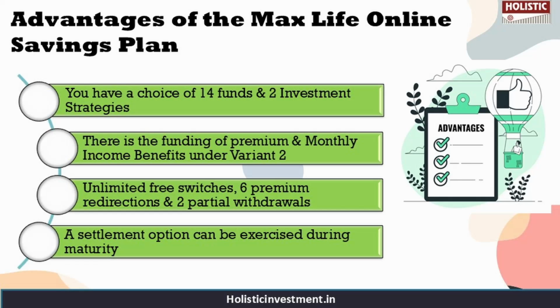Now let us take a look at the advantages and disadvantages of investing in this policy. The advantages are you have a choice of 14 funds and 2 investment strategies, and apart from the lump sum death benefit, there is the funding of premium and monthly income benefits under the variant 2 option. There are unlimited free switches, 6 premium redirections, and 2 partial withdrawals allowed in a policy year after the lock-in period, and you can also exercise the settlement option during maturity. So these are some of the advantages.